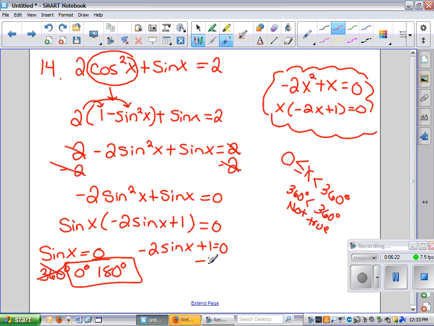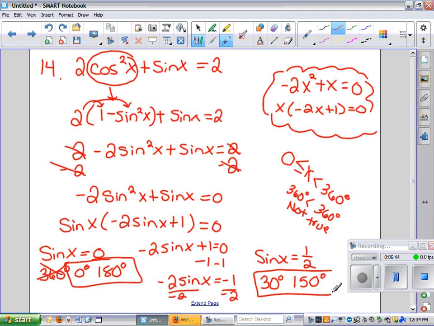To the second part, subtract 1 from both sides: negative 2 sine x equals negative 1. Divide by negative 2. I have sine x equals negative over negative is positive 1/2. So where is sine positive 1/2? That's at 30 degrees and at 150 degrees. So we have four answers: 0 and 180, 30 and 150.